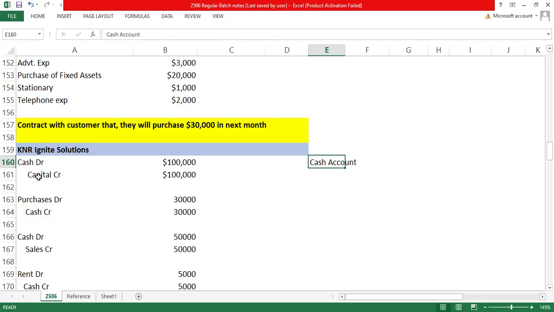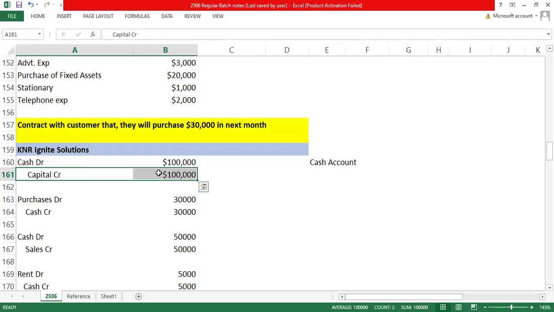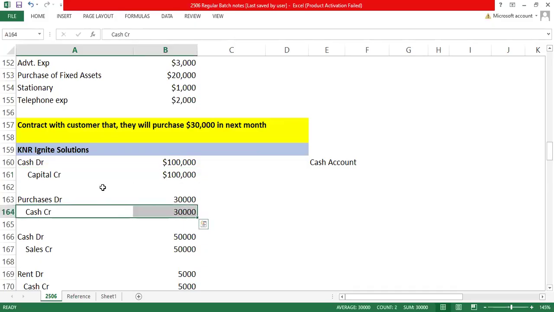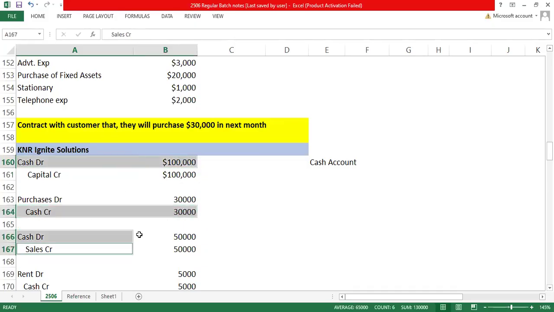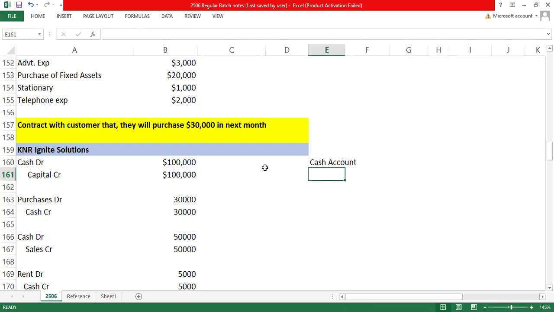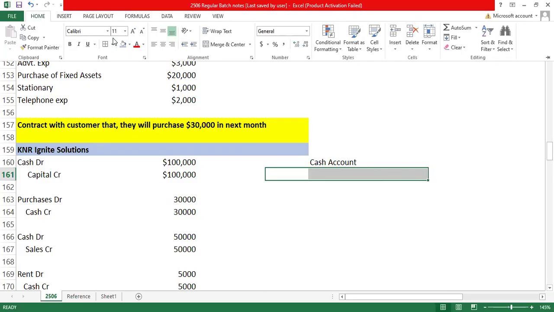All other accounts are straightforward, with one transaction. But cash, we have in multiple places. We have debits and credits. All of them you need to prepare here as a T account. In accounts, whenever we do it, we call this a T account. Let me show you how to prepare a T account.